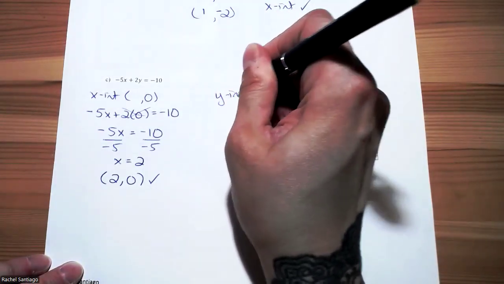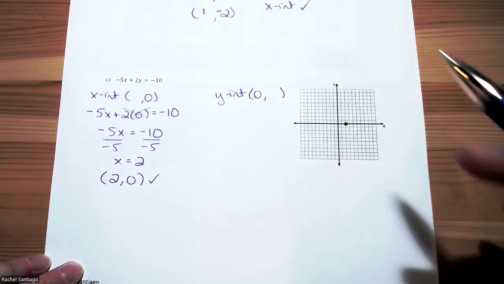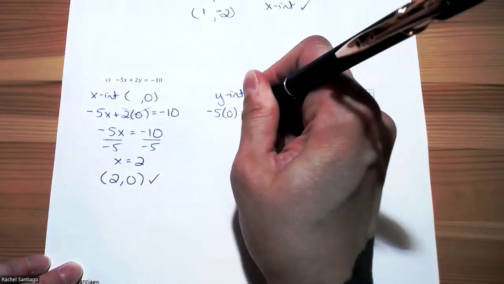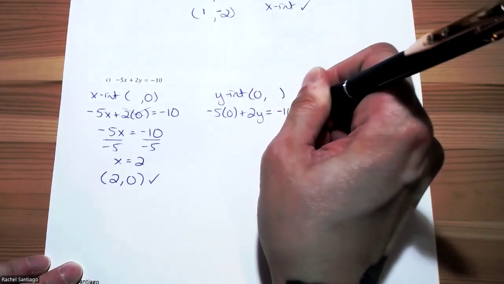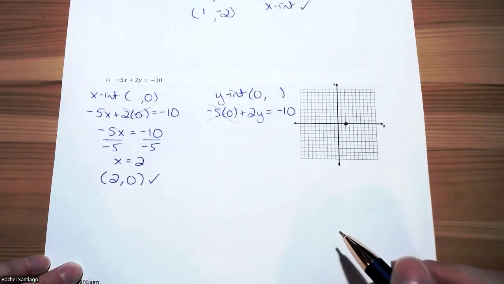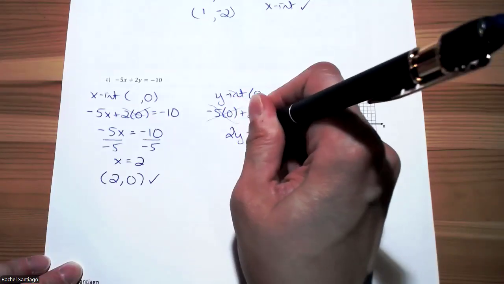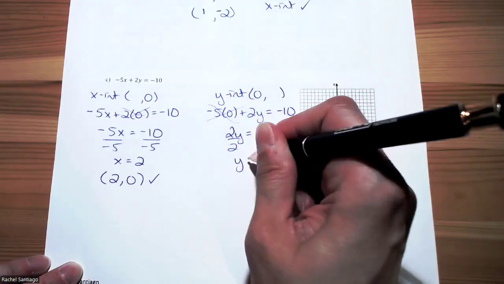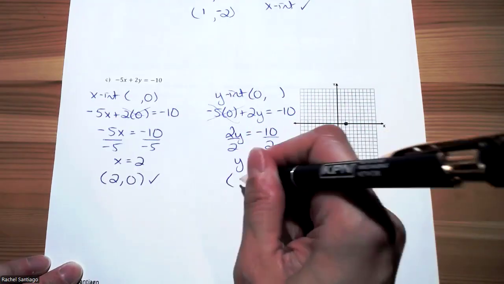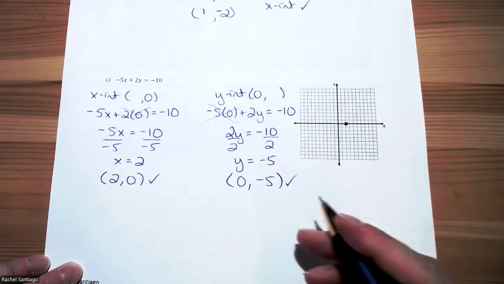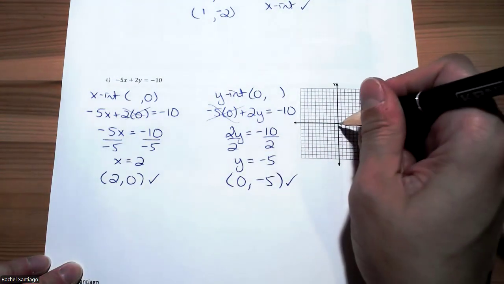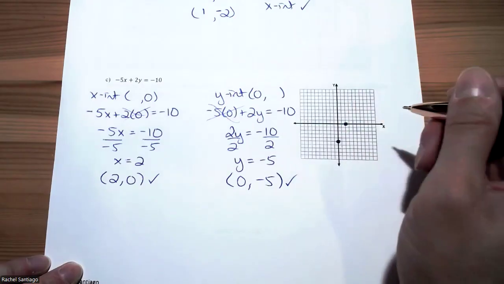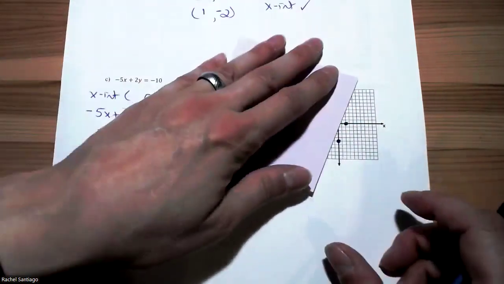Next, let's find the y-intercept, and we do that by forcing x to be 0. So we have -5 times 0 plus 2y is equal to -10. Notice this first term goes away, so 0 plus 2y is simply 2y. 2y is equal to -10. Let's solve. Divide by 2 and we get that y is equal to -5, which means my y-intercept is (0, -5). Let's go ahead and graph that. 1, 2, 3, 4, 5. And now let's connect with a straight edge.